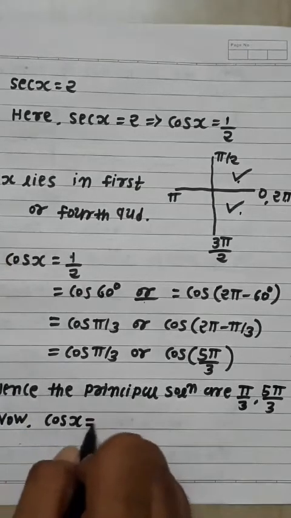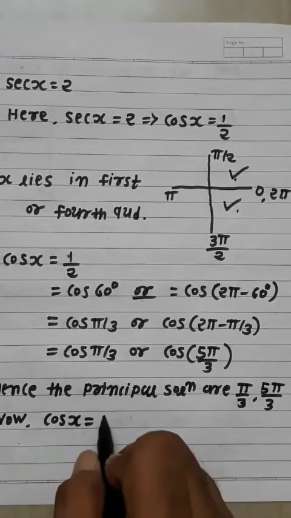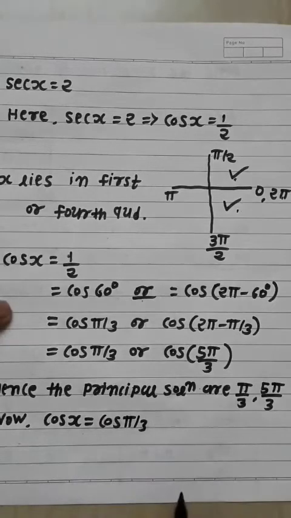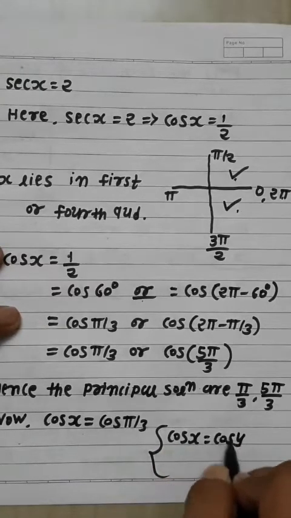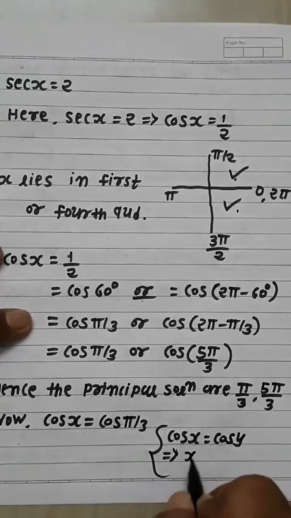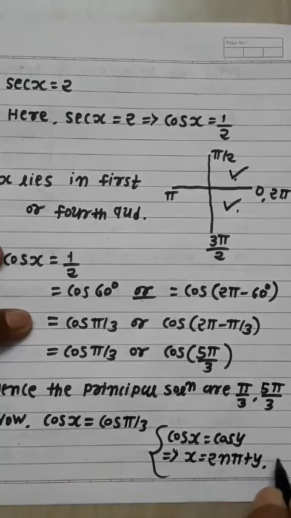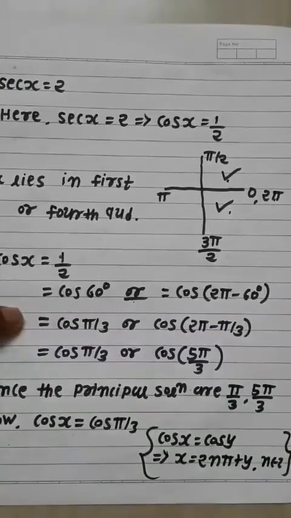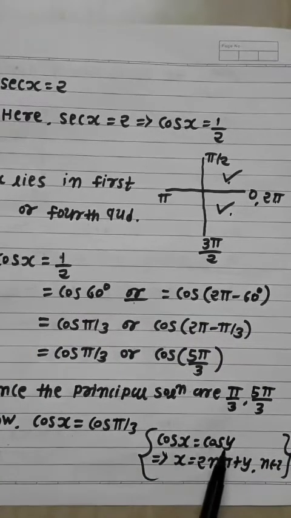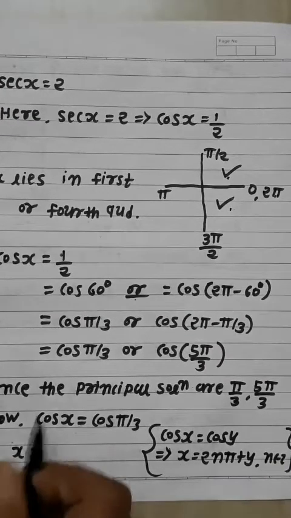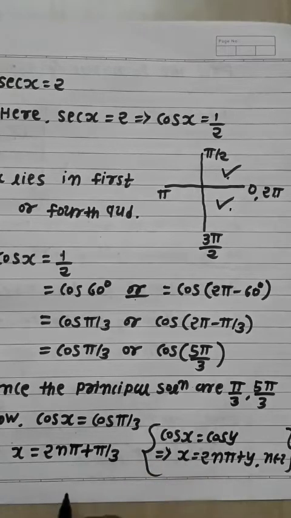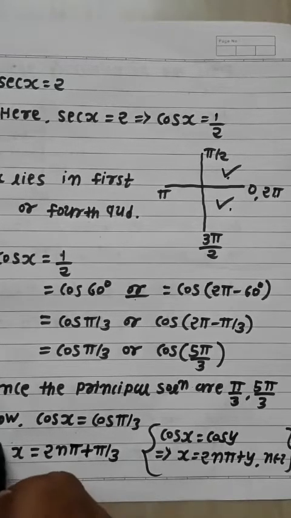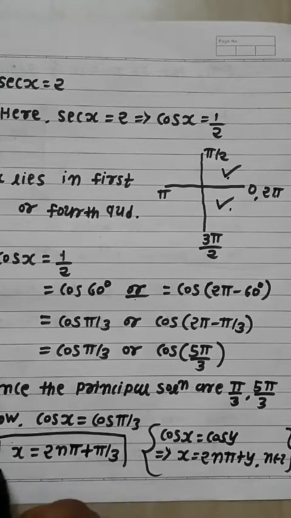Now cos x is equal to cos pi by 3. So we know the result: cos x is equal to cos y, so the general solution is x is equal to 2n pi plus y, where n belongs to Z. Applying this result, cos x is equal to cos y, we find the general solution by writing x is equal to 2n pi plus y, with pi by 3 in place of y. So the answer is x is equal to 2n pi plus pi by 3.